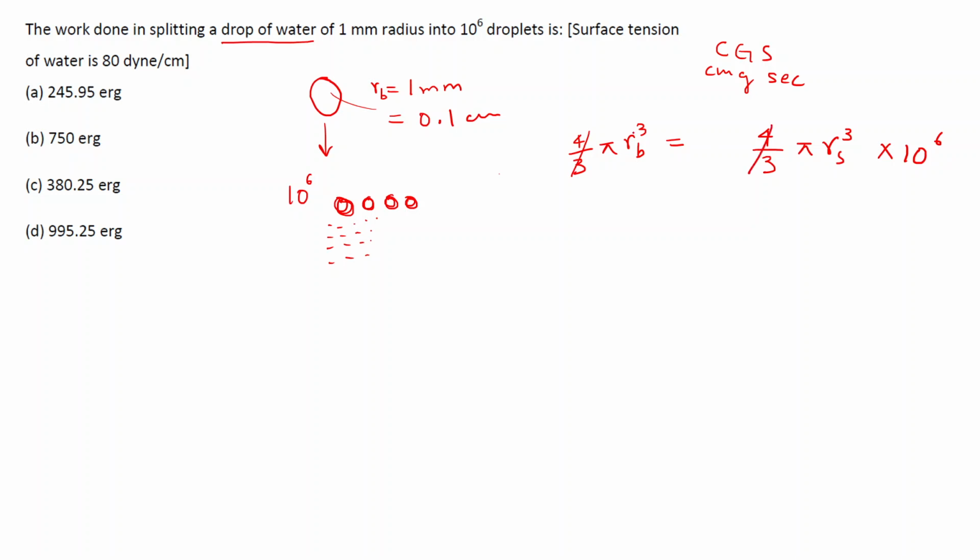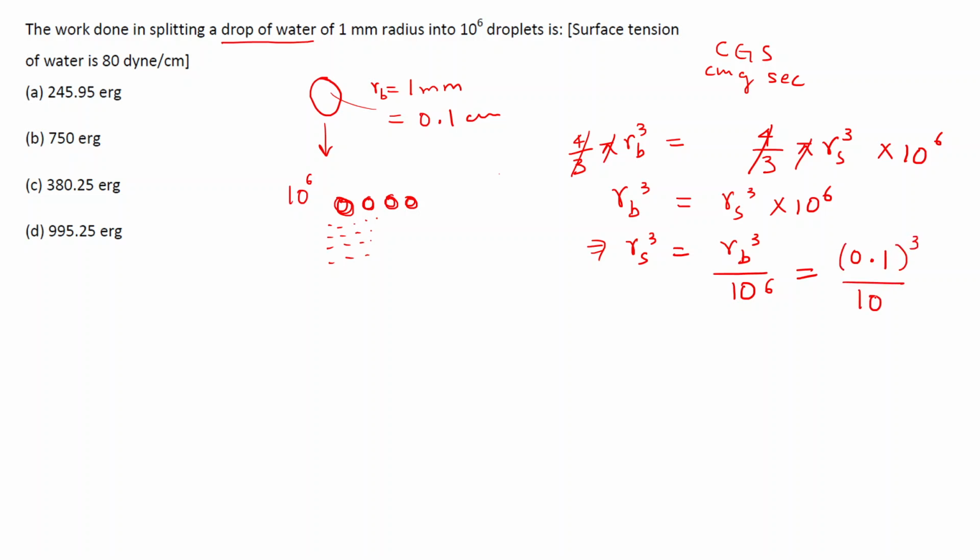So comparing this volume, we get the volume of the big droplet and its cube is like this. From this relation we can find out the radius of the small droplet, which is the big droplet radius, 0.1, the cube of this divided by 10 to the power 6.